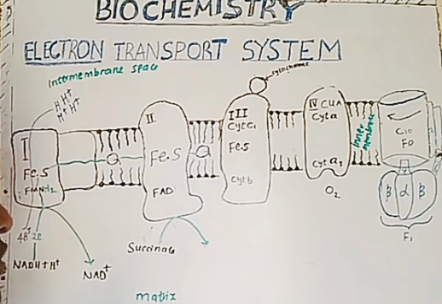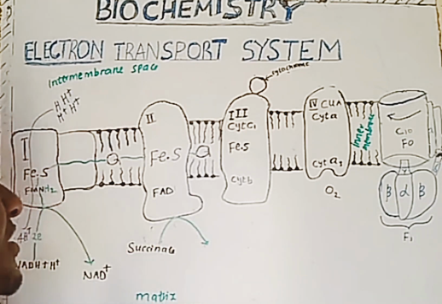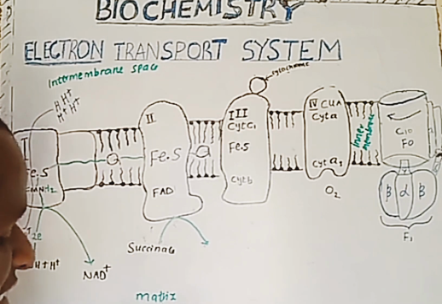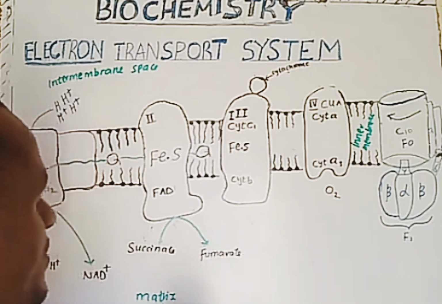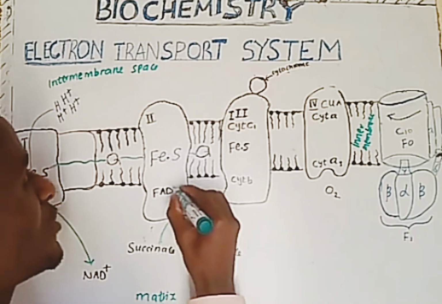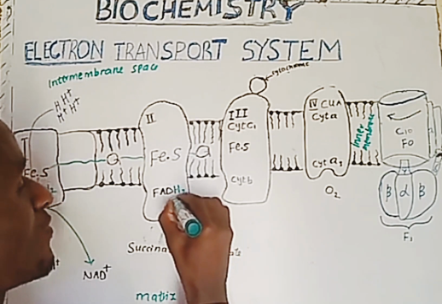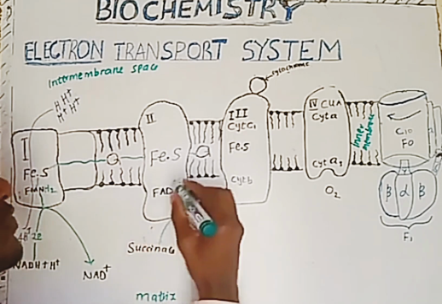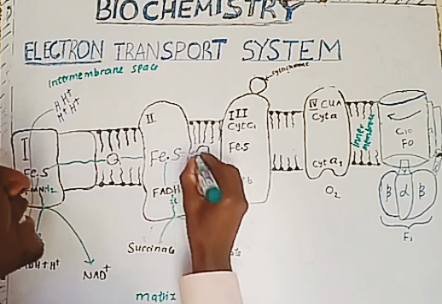Let's go to complex 2. Complex 2 is also known as succinate dehydrogenase. It carries out dehydrogenation of succinate. So it picks 2 electrons from succinate, converting it into fumarate. The 2 electrons that are picked from succinate are put onto FAD to form FADH2. From FADH2, our 2 electrons are transferred through the iron sulfur center, which then move to coenzyme Q.